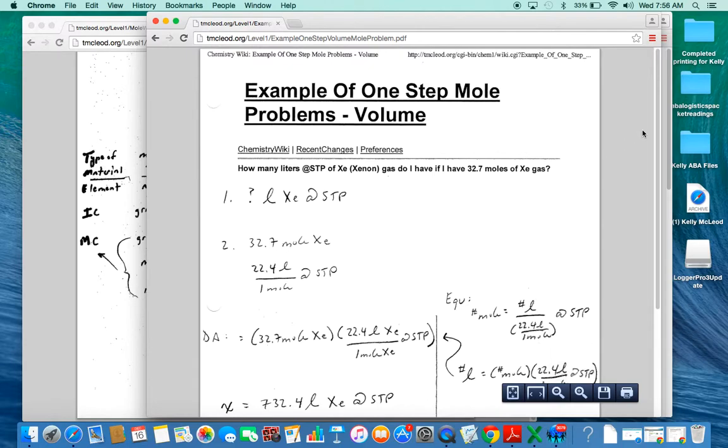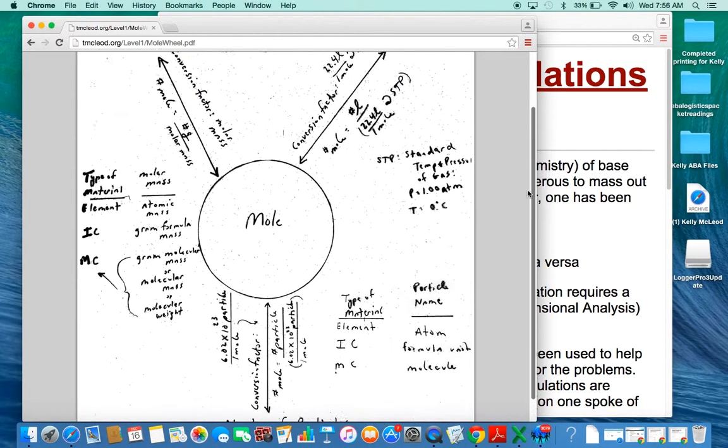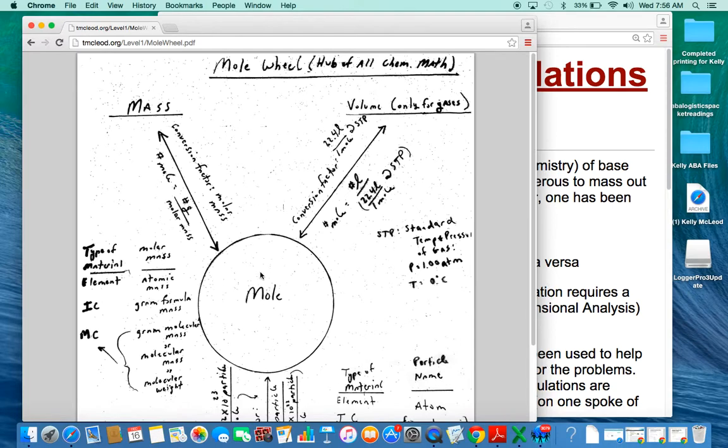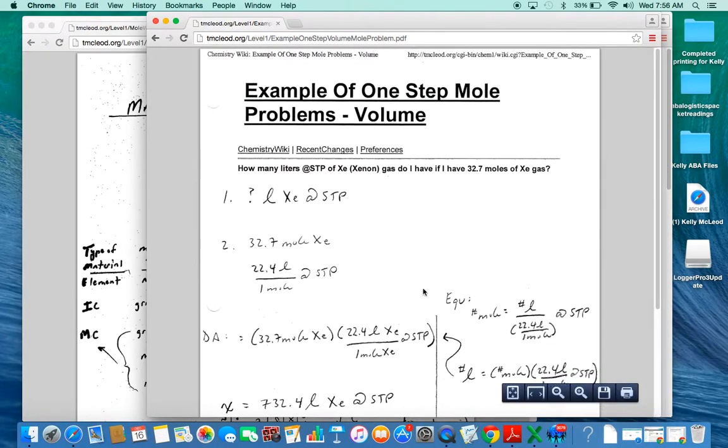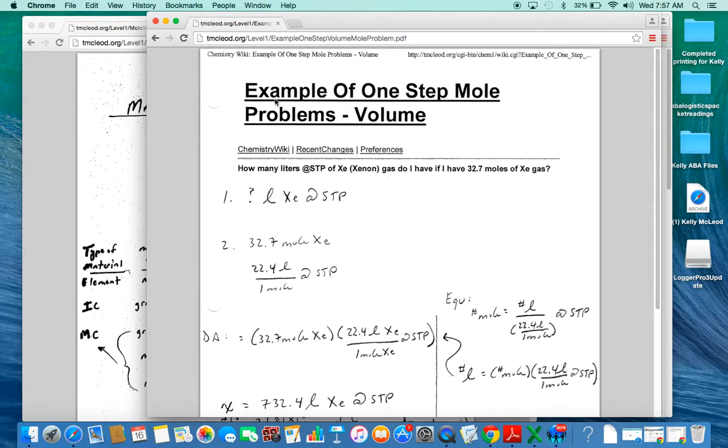This is a volume calculation, and you look and you see that it's moles, and you're looking for liters. So if you use this mole wheel, if you had moles, this is your starting point, and that's your ending point. So you're going to use this equation or conversion factor, and that is what I did right here. This is dimensional analysis, the conversion factor. This is by equation, and you already know that because you already did one-step calculations.